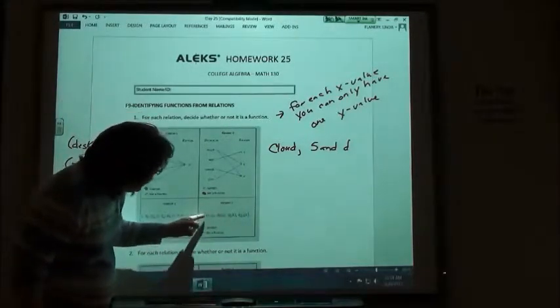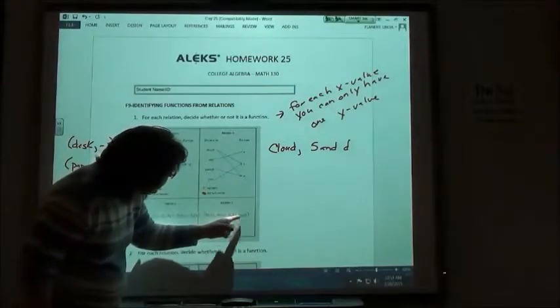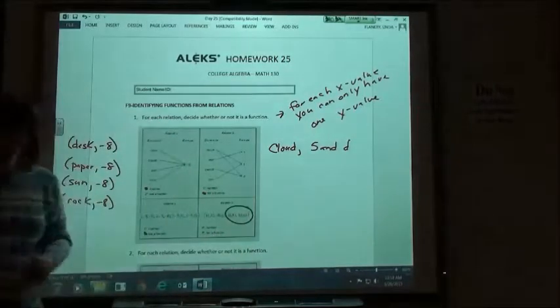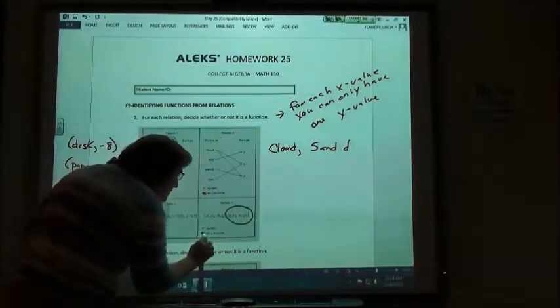Number 4, the K goes to the K, the B goes to the G, the G goes to a K, the G goes to a G. Oh, look at here. The G has 2 different answers, right? And so that's not going to be a function.